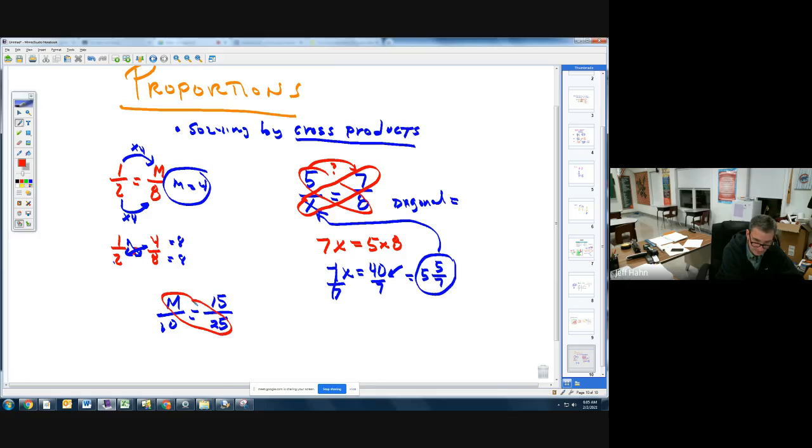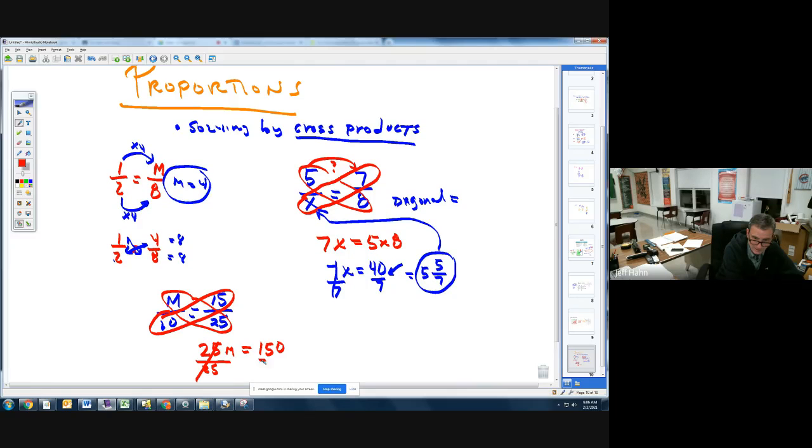Cross products would work. Let's do that first. M times 25 is 25m, and that has to equal what this diagonal times that is, which is 10 times 15 is 150. This one's not such a bad problem. I divide 25 into 25 and 25. How many quarters are in a buck and a half? Well, that is 6. So my answer works out nicely as 6.